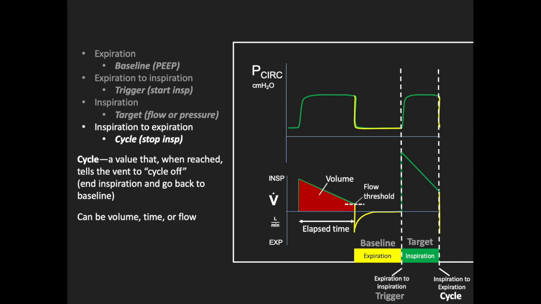A flow-cycled breath would be one in which the ventilator says, at the beginning of inspiration, the flow that is given is this big. As flow diminishes through inspiration, as soon as flow gets below some threshold, I'm going to stop the breath, and that would be a flow-cycled breath. So again, the cycle is the thing that tells the ventilator that inspiration is over and it's time to end inspiration, and it can be the amount of volume that has gone into the patient, the amount of time that has passed since the start of inspiration, or it can be a flow threshold that when reached tells the ventilator to stop giving the inspiratory flow.